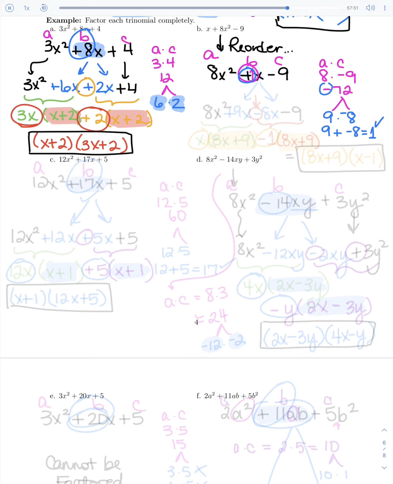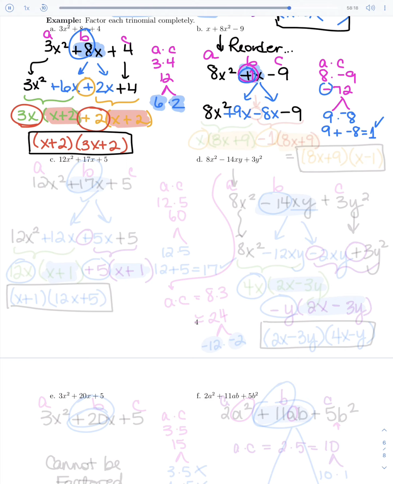So what this lets me do is split up the middle term into both a 9x and a negative 8x. The first term, the 8x squared, will stay the same, and the negative 9 will stay the same. And so let's group now that we've got four terms.